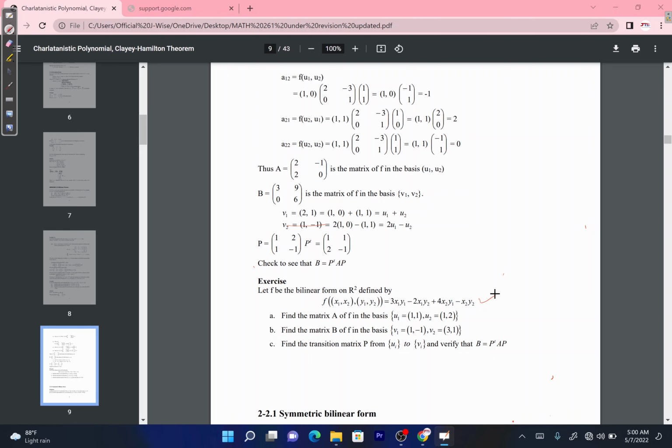So first of all, you have to find matrix A in the basis u1 and u2. That's part one. Second, we have to find matrix B in the basis v1, v2, and we are also to solve for the transition matrix P from basis ui to vi and verify that B equals P transpose AP. So you can pause this video and try your hands on this question.